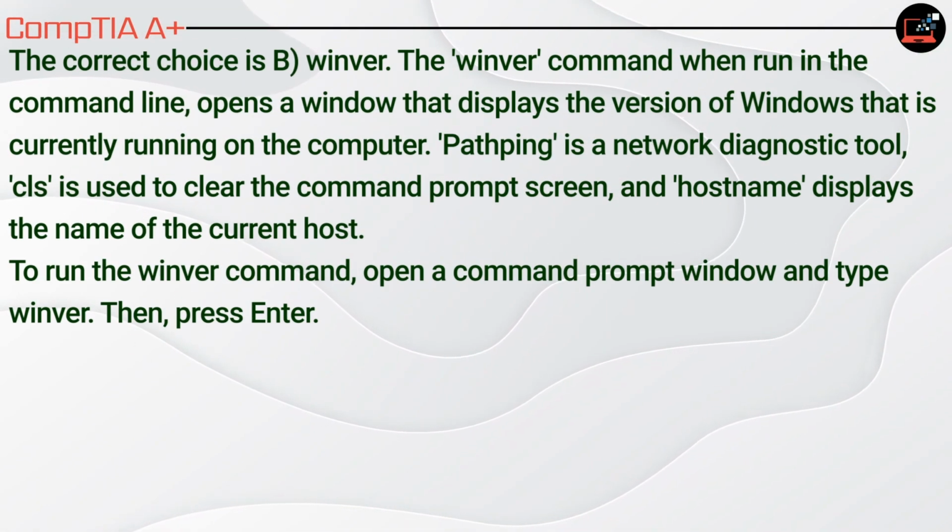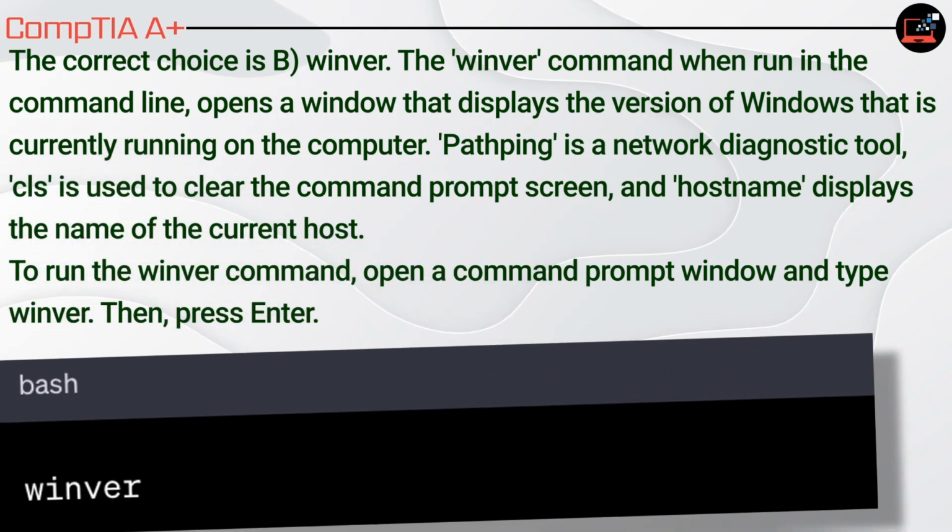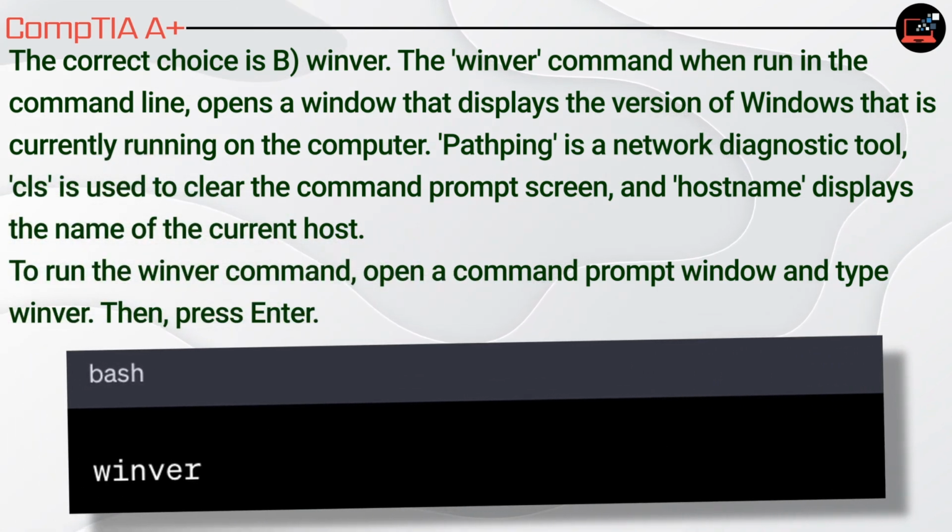The correct choice is B. WinVer. The WinVer command, when run in the command line, opens a window that displays the version of Windows that is currently running on the computer. Pathping is a network diagnostic tool. CLS is used to clear the command prompt screen. And hostname displays the name of the current host. To run the WinVer command, open a command prompt window and type WinVer. Then press Enter.